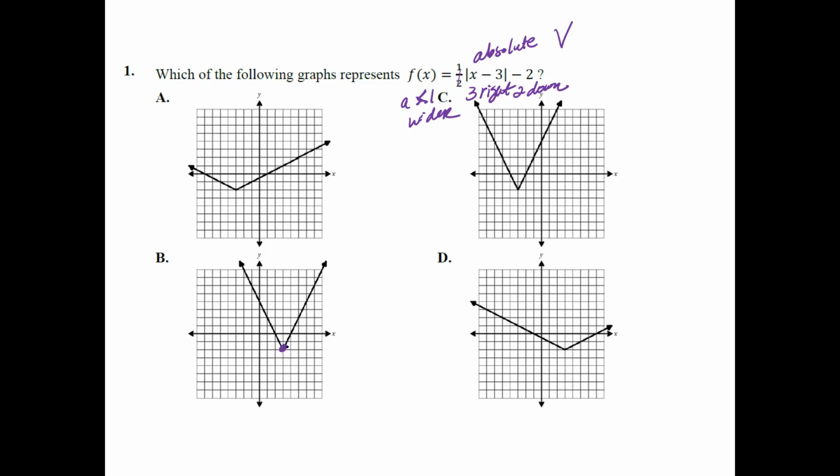This one. So 2 down, 3 to the right, and then here is your absolute value. So your answer here is going to be B. Just kidding, no, it's not. Because if you look at it, this is actually a normal shape. So A is equal to 1. Whereas with this one, notice how it's a little bit wider. So A is less than 1. So technically your answer is D.